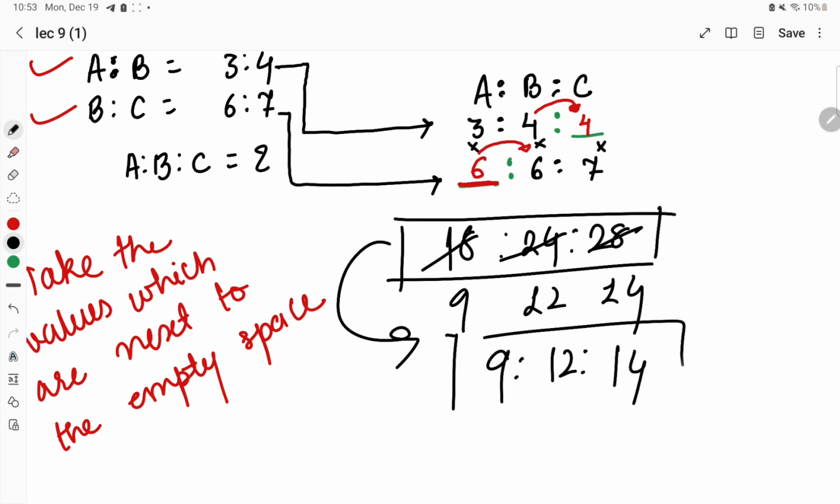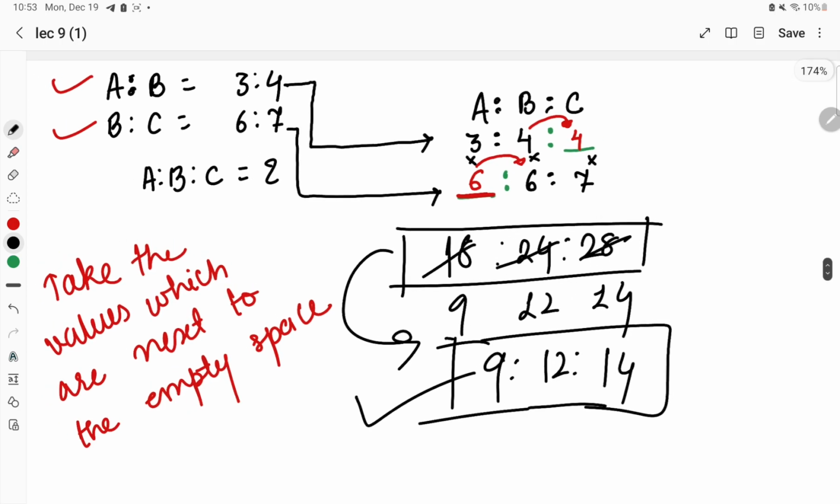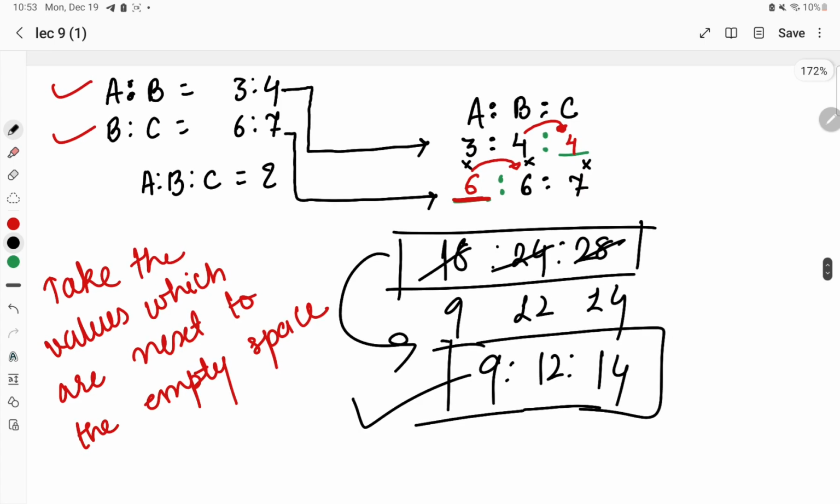14. Can we reduce this once more? Check that. No, we cannot reduce it with the same number. It means this is the final ratio. So the value of A is to B is to C will be 9 is to 12 is to 14.